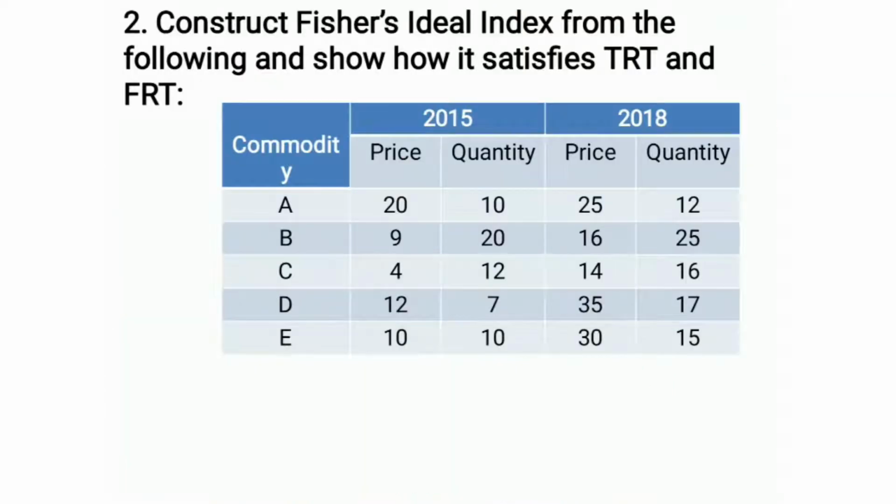The second question of Section C is: construct Fisher's ideal index from the following and show how it satisfies TRT, that is the time reversal test, and the factor reversal test. The table is given: commodity, 2015 and 2018, with price and quantity. 2018 is the current year, 2015 is the base year. So let us go with the solution part.